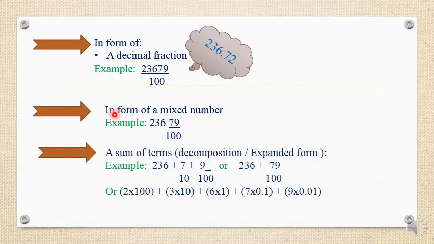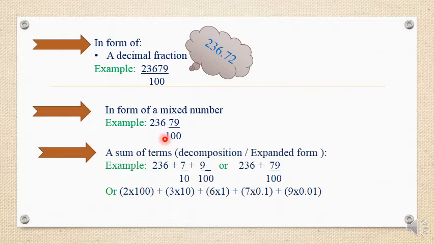Then also a decimal number could be written in the form of a mixed number in such a way that the whole part is 236, and the decimal part is represented as a decimal fraction, which is 79/100, because we have two digits in the decimal part.